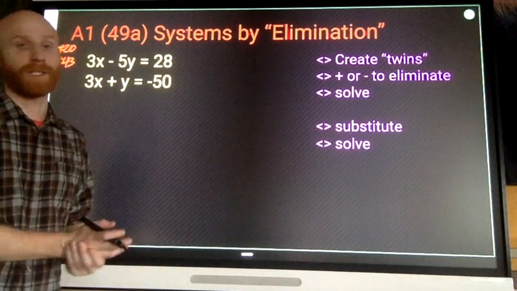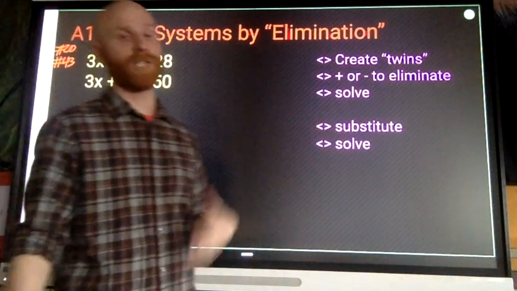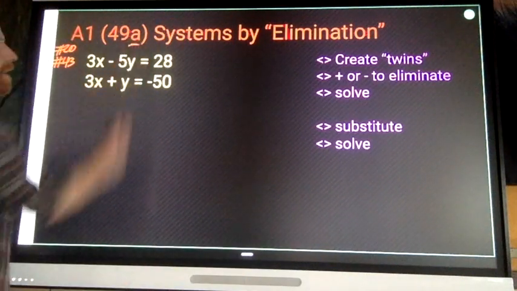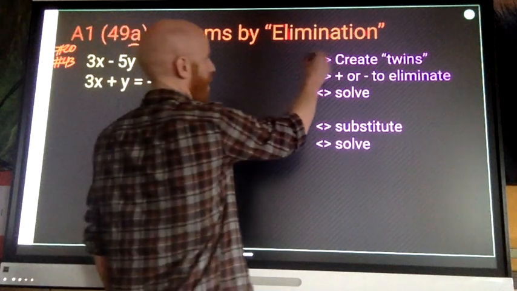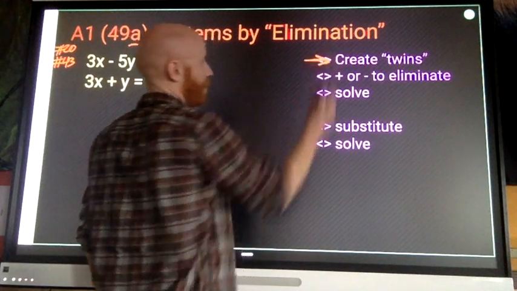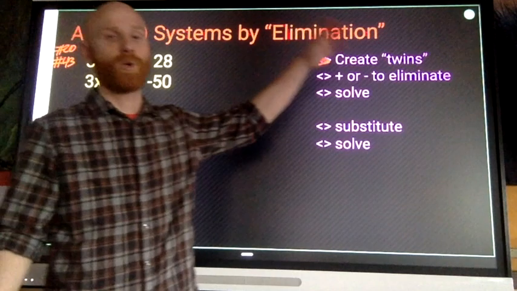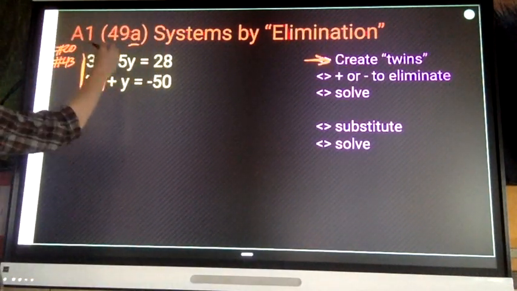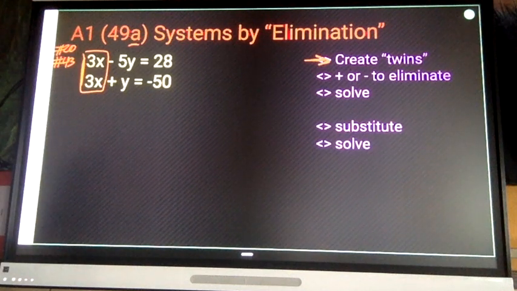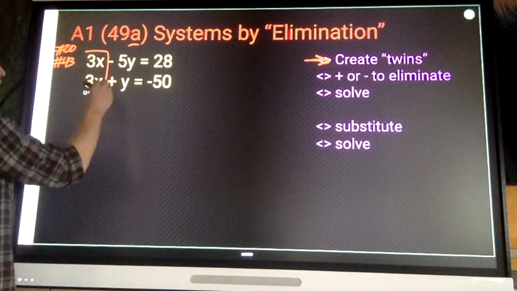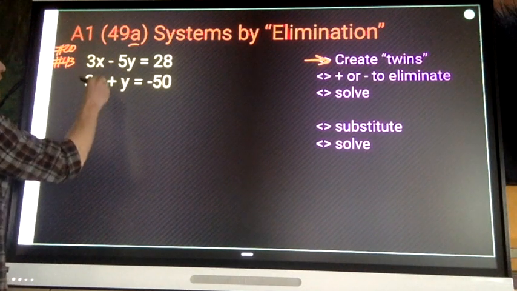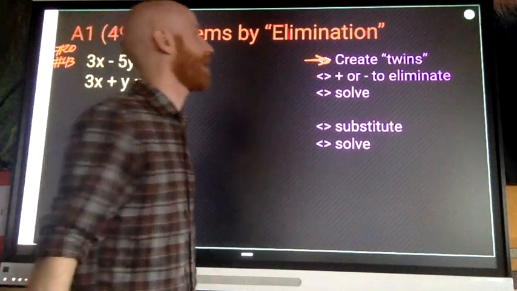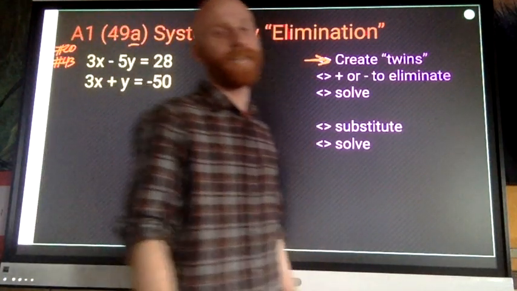Those strategies will work. Still, with something like this, elimination is just another strategy. So I'm going to break this into two pieces. This is part A, and you're not going to need to worry about this first piece until you get to part B. The first piece is create a pair of twins. This is what I mean by twins: 3x and 3x. Those are twins. They match each other perfectly. For this first part, I'm going to have a pair of twins already created for you. Then the second step will be add or subtract to eliminate the twins.